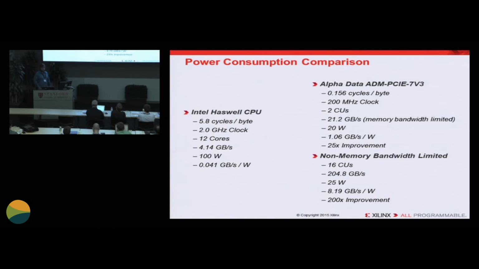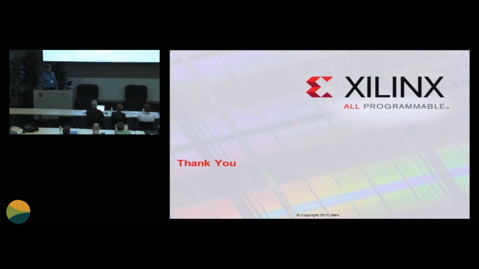However, when you look at how you can actually do this on an FPGA, you can get much better performance. In the Alpha Data case, we're seeing a 25% improvement, or we'd expect a 25% improvement. And in a non-memory bandwidth limited case, which is possible, we'd see a 200 times improvement. All right, thank you. Any questions?